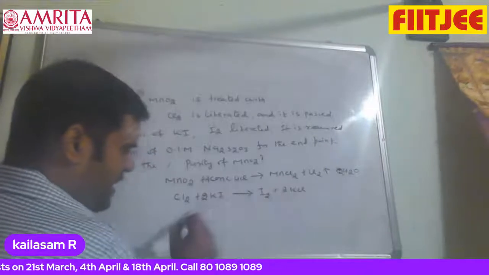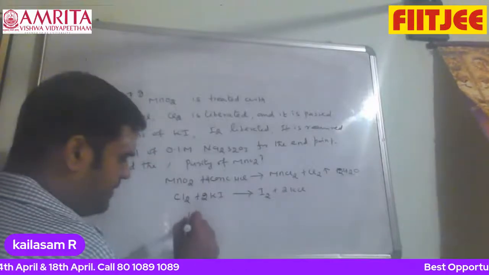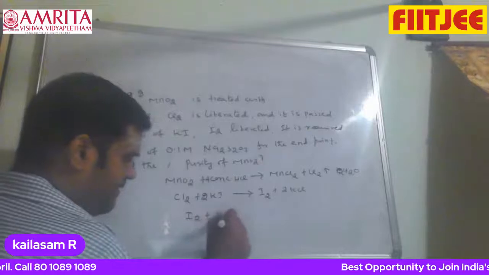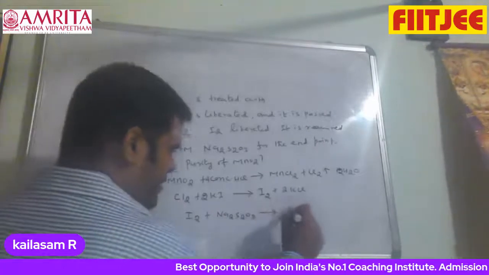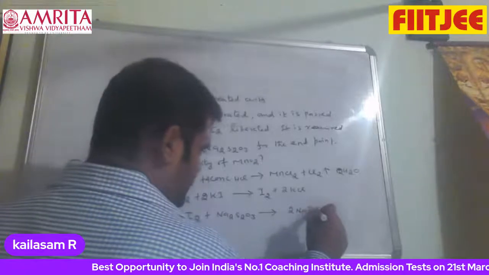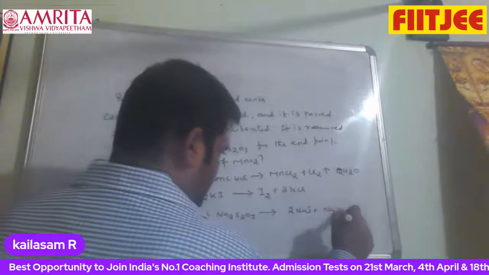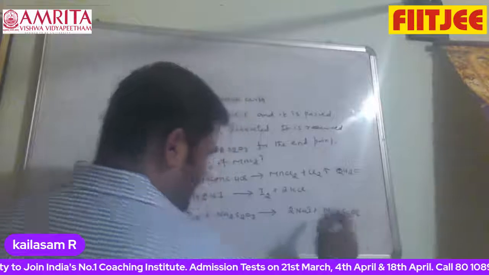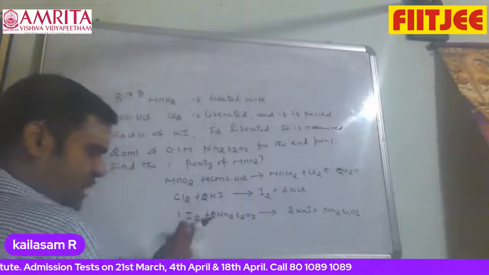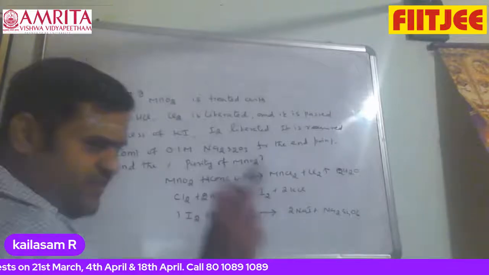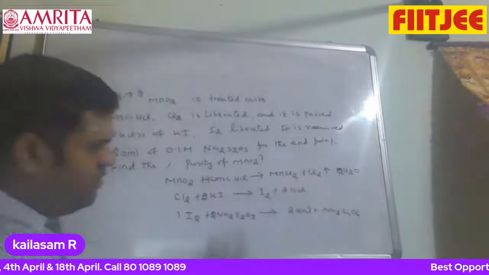Therefore, this I2 we are going to have as n factor. What is the n factor? As this is 2 n factor, therefore I2 is 2 and Na2 is 2, the n factor is 1. N factor reverse of what? This is what the equation.